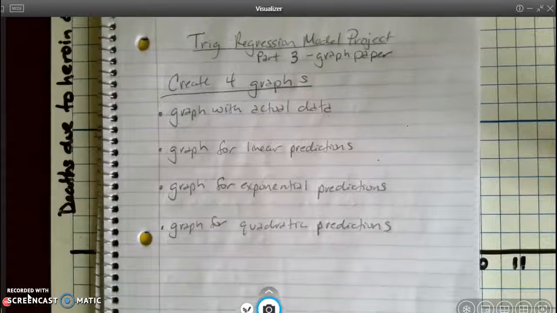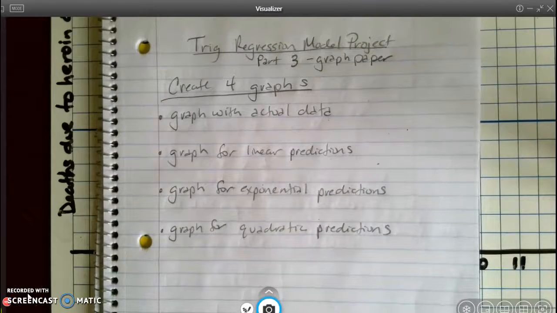All right, so we are looking at part 3 of our Trig regression model project. For this part 3, you are going to need graph paper. Now, you are also allowed to use Desmos. If for any reason you can't do either of those, you may use plain or loose leaf paper, but you need to still use a ruler, use a straight edge, make it neat. It should look really nice.